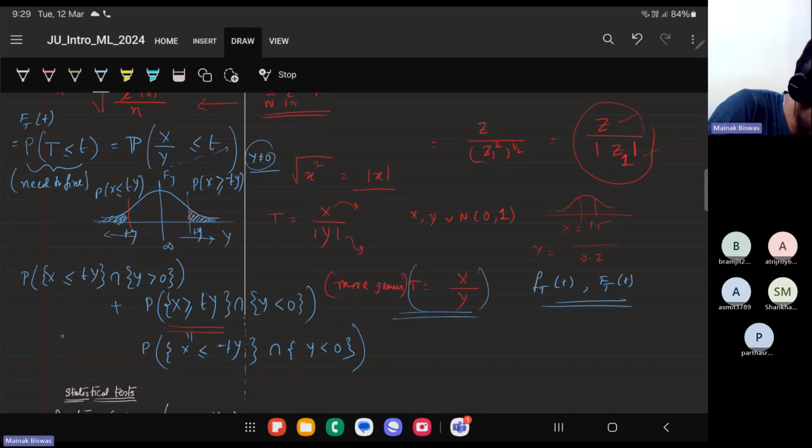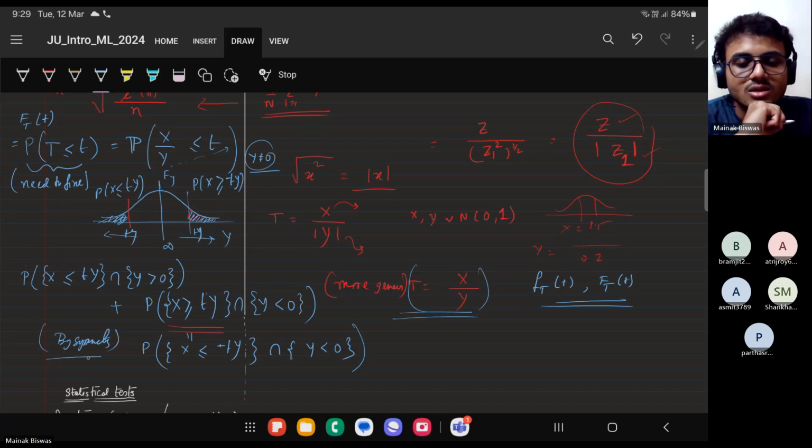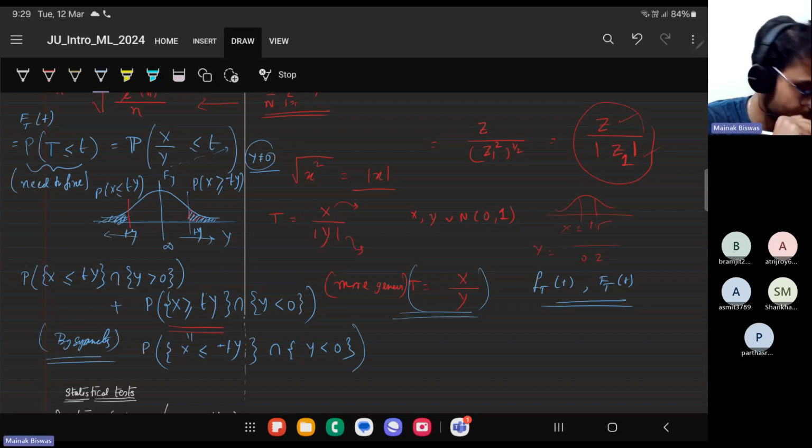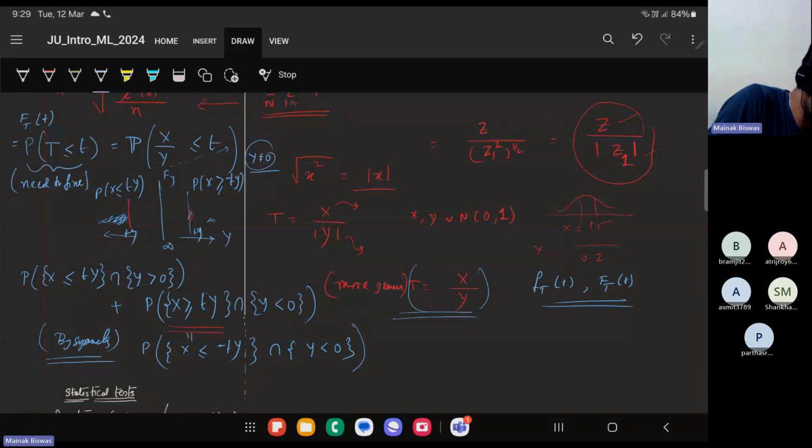By symmetry, can I write this? And I have shown you this symmetry by algebra also. That x greater than ty when y is less than 0 is the same as saying x is less than or equal to minus ty when y is less than 0. Yes or no? I'll wait. Think about it. So I think there is a mismatch in the diagram. That's why you are confused.